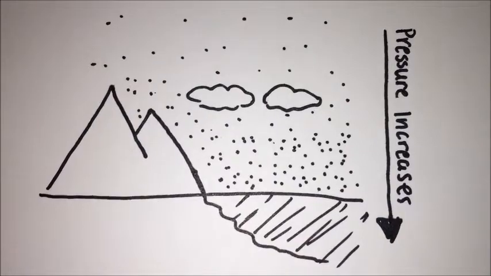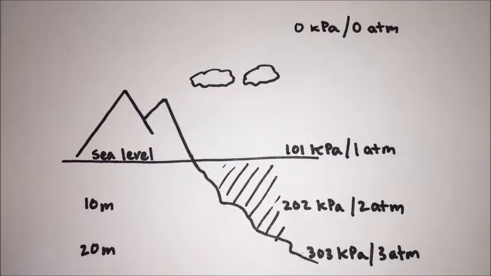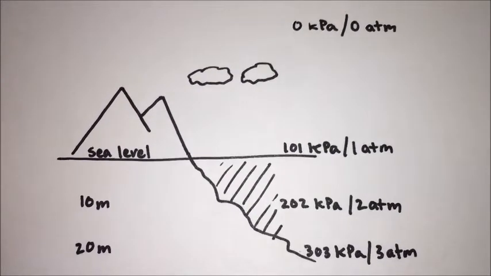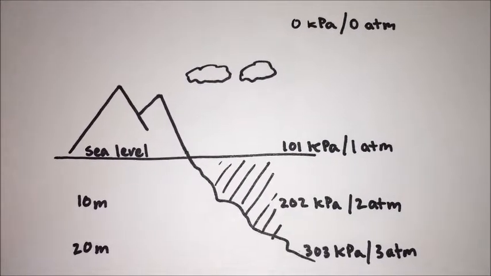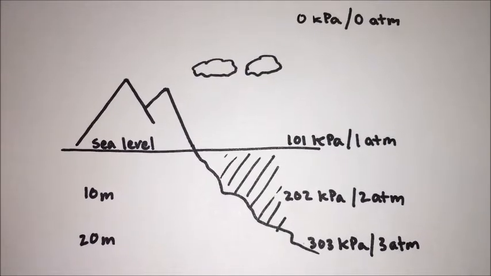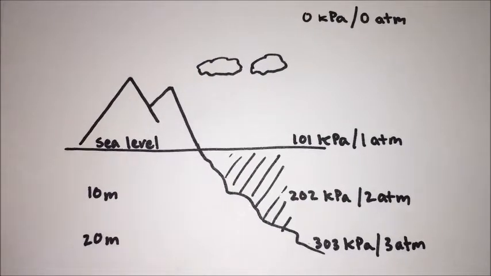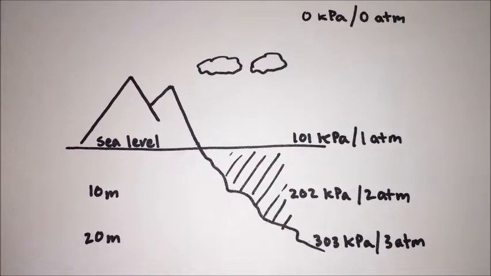We can measure that pressure. At the outside of our atmosphere, there's 0 kilopascals. We said this is 0 atmospheres of pressure. As we move down towards sea level, pressure increases to 101 kPa, or 1 atmosphere of pressure.